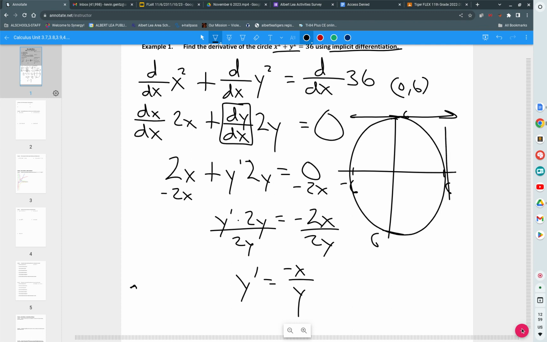What would you say is the slope here? It's undefined. Notice if you plug in the point (6, 0), 6 for x and 0 for y, you get 0 in the denominator. Therefore you have an undefined slope.